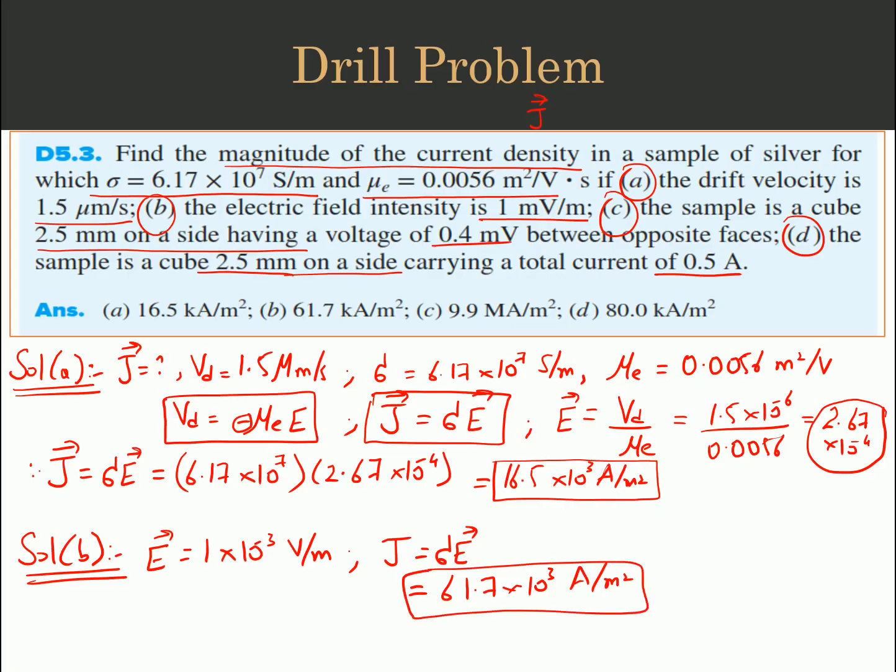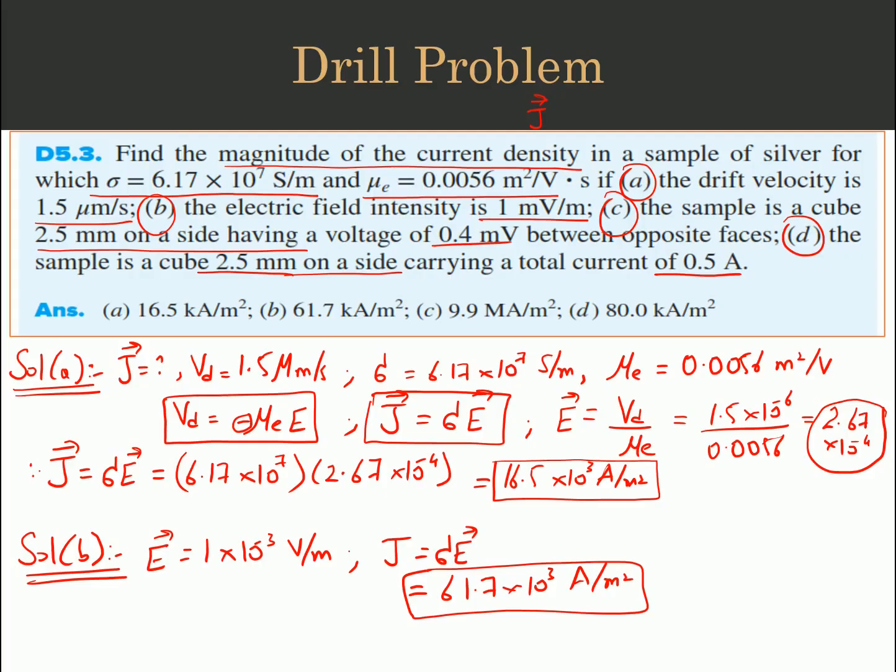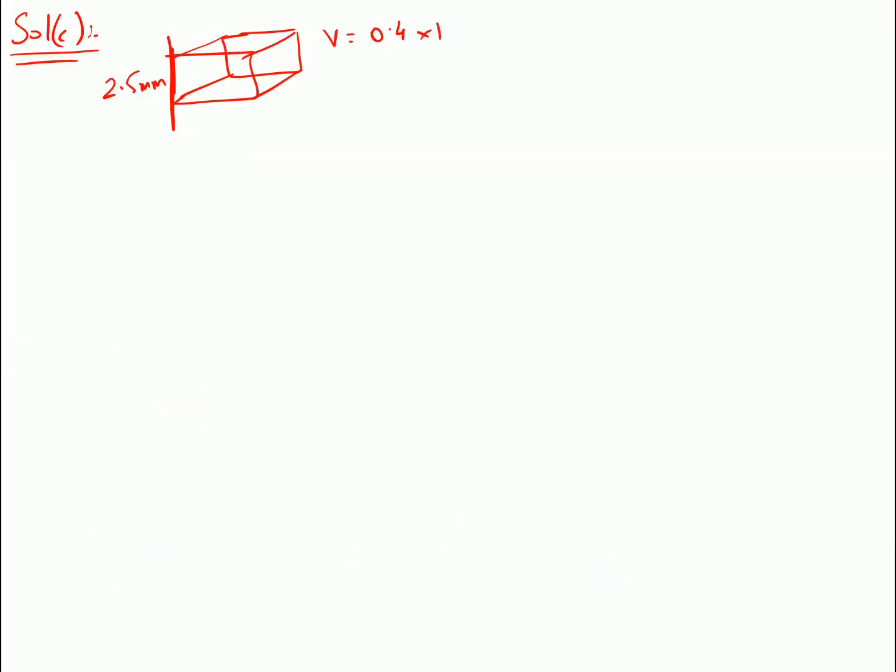In the third part, we have a cube with a side length of 2.5 and a voltage of 0.4 millivolts. So in the solution to part C, we have a cube, and the side length of the cube is 2.5 millimeter, and the voltage is 0.4 millivolts, which is 0.4 into 10 raised to power minus 3 volts. This is given to us, and again we need to find the current density J.